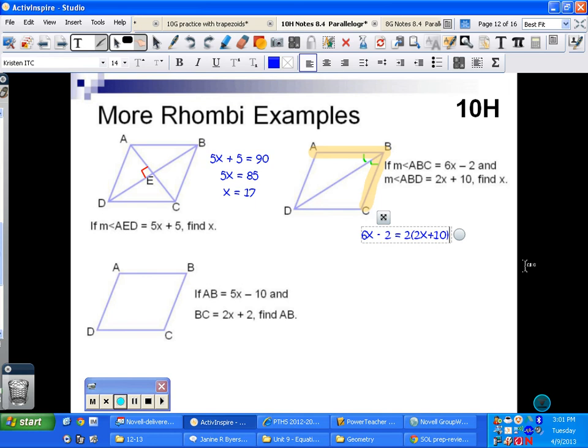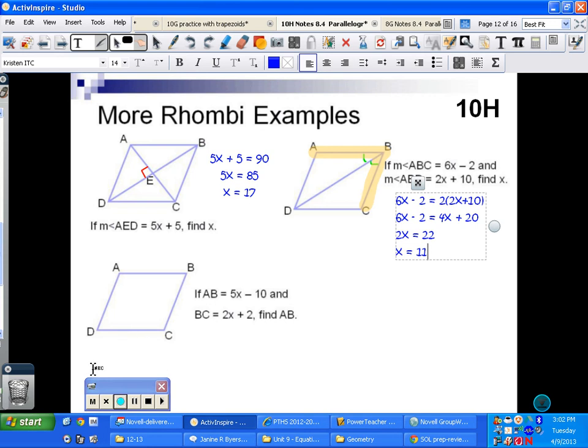Now earlier we had a problem where I divided both sides by 2, and that's possible again here, but since we did that the first time, I'll do this one differently just so you can see it both ways. 6x minus 2 equals, and then I'll distribute and get 4x plus 20. Subtract 4x from both sides and add 2 to both sides, and I get 2x equals 22, so x equals 11. So again, another relatively simple problem algebraically, as long as you remember the facts and the properties that you know about rhombi.